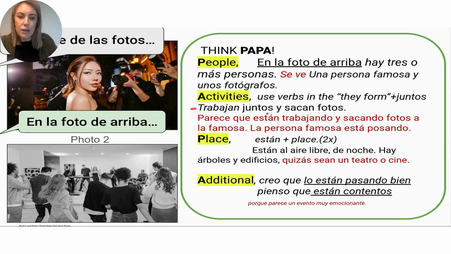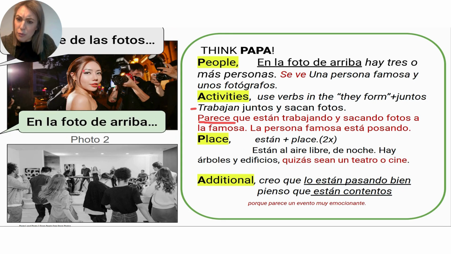Foundation. Trabajan juntos. The photographers are working together. Trabajan juntos. Y sacan fotos, and they take photos. Or higher. Parece que, it seems like, okay, they are working, están trabajando y sacando fotos, and taking pictures. A la famosa, a la persona famosa, they're taking photos of the famous person. La persona famosa está posando. The famous person is posing, the celebrity is posing.